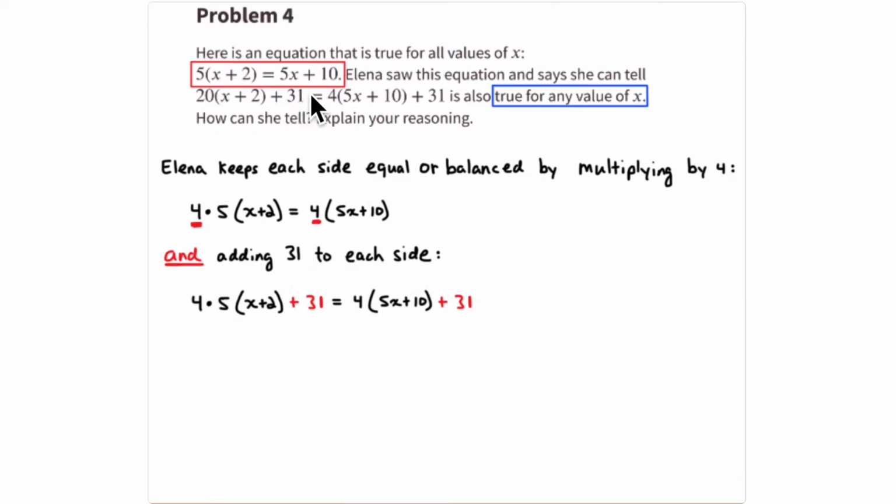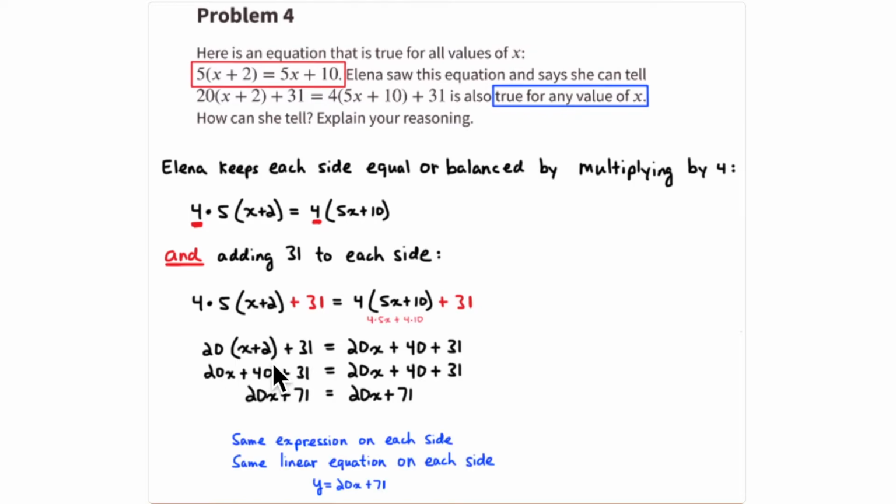So this side she added 31. So here's the 5x plus 2, and she added 31 right here. And this is 5x plus 10. It gets multiplied by 4, but she also added the 31 out here. So what happens then is 20 times 2 is 40. So this is 20x plus 20 times 2 is 40, and that 40 gets added to this 31. So that ends up being 20x plus 71.